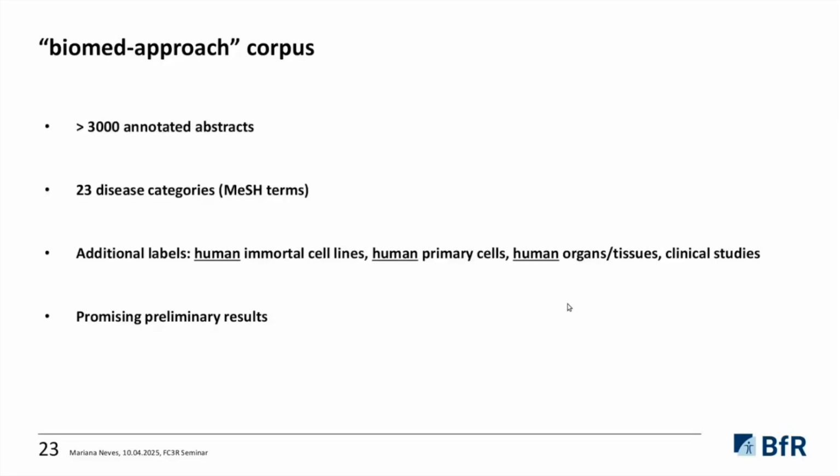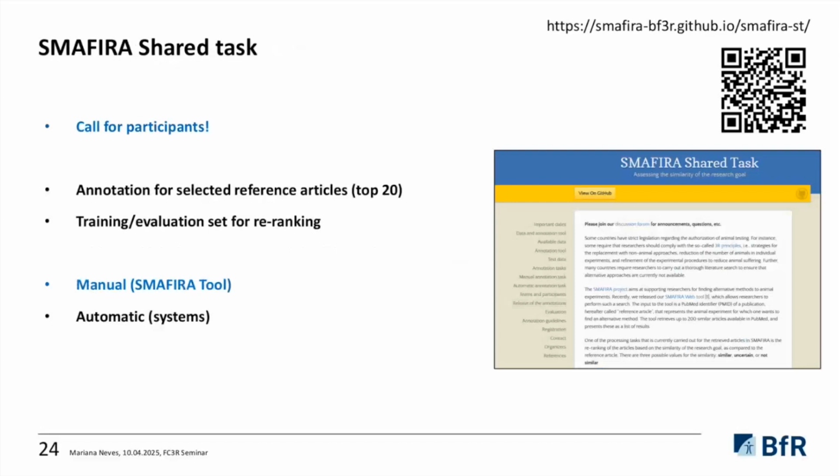In particular, we try to split some of the labels. So human, right now, is available in the tool and includes all human materials. And this time we try to split it according to primary cells, organ tissues, and clinical studies. And we are already getting some promising results with a mix of the previous corpus and this new corpus. And at some point we'll put it on SMAFIRA, so change, of course, the interface and add these labels. We are also right now organizing what we call the SMAFIRA share text.